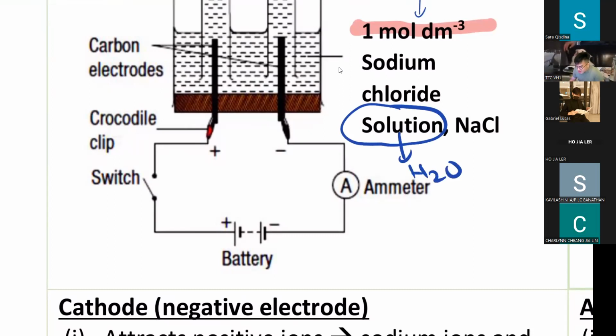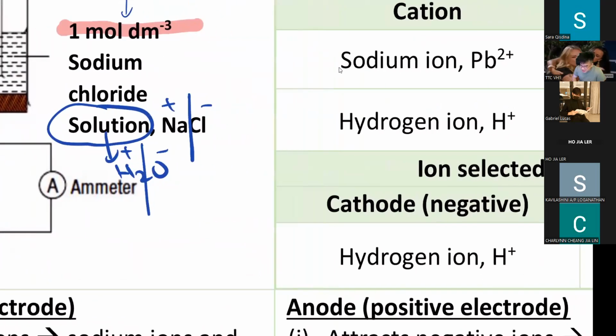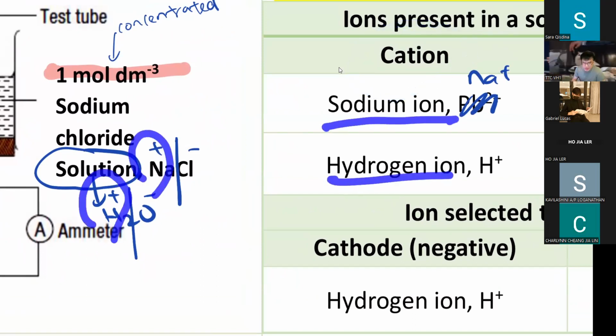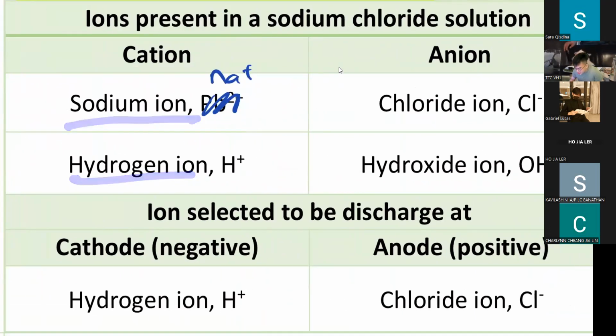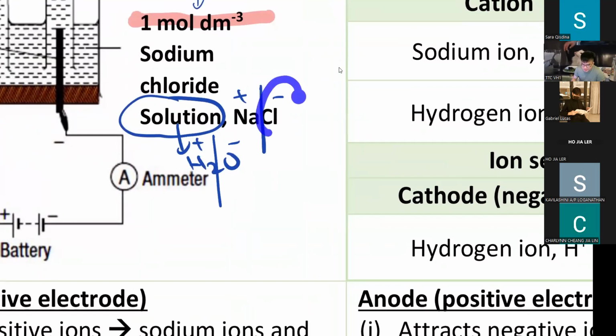So what are we doing now? We are separating sodium chloride into positive and negative. Water, positive, negative. 2 guys swimming, 2 girls swimming. You see, everything is the same. So this is Na plus. We have 2 guys swimming in the water, sodium ion and hydrogen ion. And we have 2 girls swimming in the water, chloride ion and hydroxide ion.